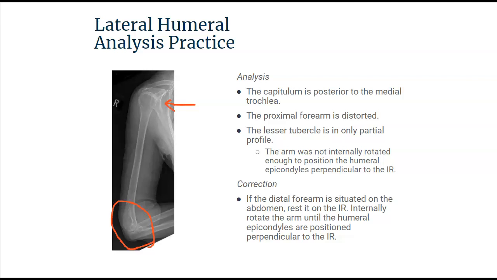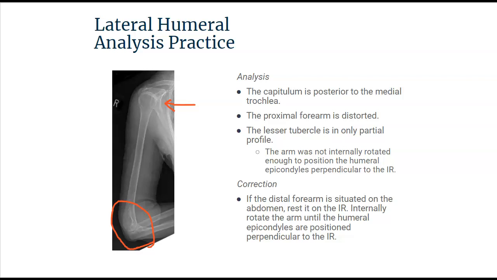The capitulum is posterior to the medial trochlea. Therefore, we do not have this arm internally rotated enough to position the humeral epicondyles perpendicular with the IR.